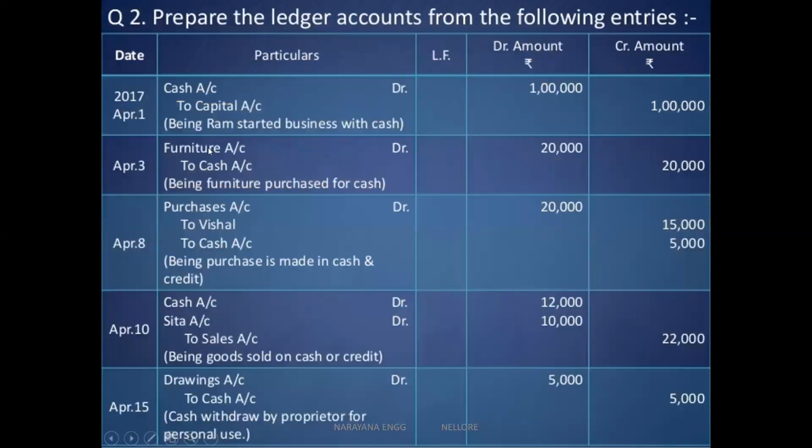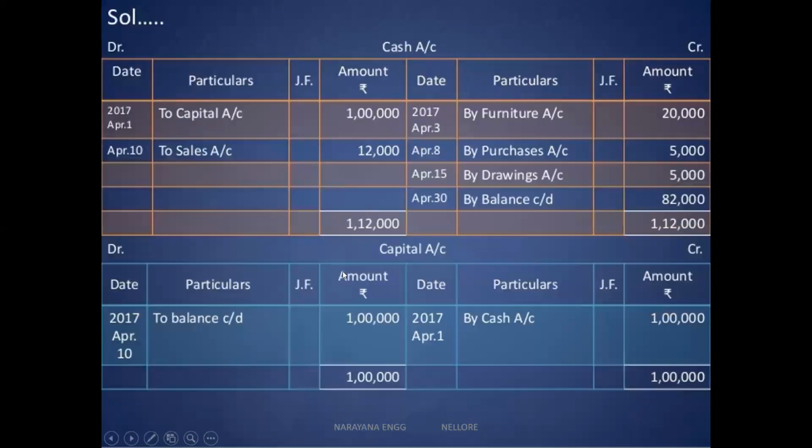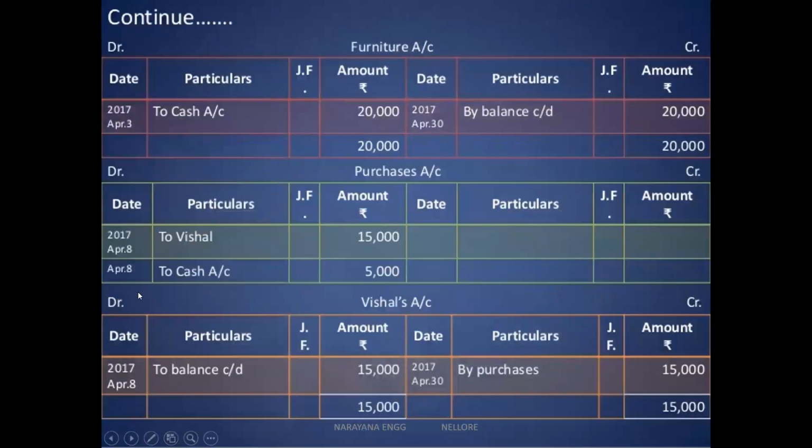And next, after the furniture account, the next one is the purchases account. You write the purchases account. Purchases appears only once, on April 8th. So it is on the debit side, and you write the opposite accounts on the debit side. So here you can see the purchases account: to Vishal 15,000, and to cash account 5,000. You can take the total values: add 15,000 plus 5,000, that is 20,000. You take the total amount as 20,000, and here by balance carried down 20,000. You can mention it like this.